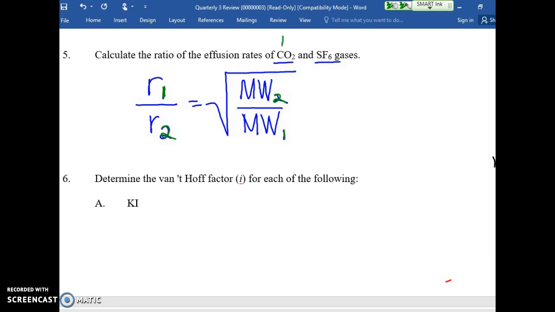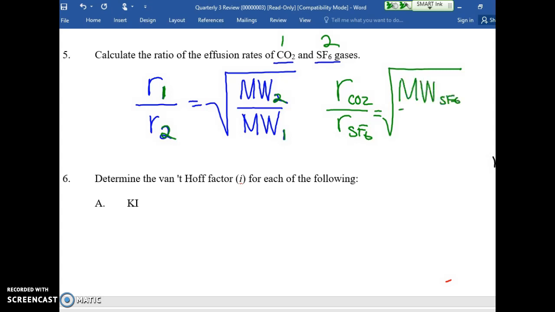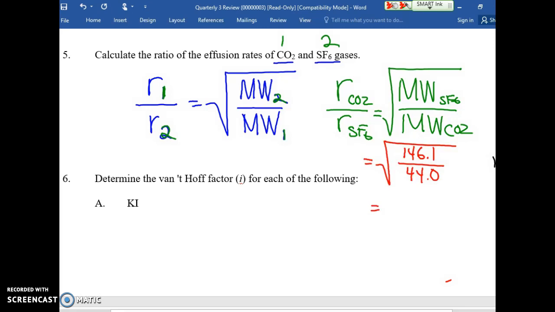Well, let's call this gas 1, let's call this gas 2. So we're going to have the rate of CO2 relative to the rate of SF6 is equal to the square root of the molecular weight of SF6 divided by the molecular weight of CO2. Well, you have to plug in the gram formula masses of each one. Let's do that. That means the square root of 146.1, the formula mass of SF6, divided by 44, the gram formula mass of CO2. We get a final value of 1.8. That means that CO2, gas 1, travels 1.8 times faster than SF6.